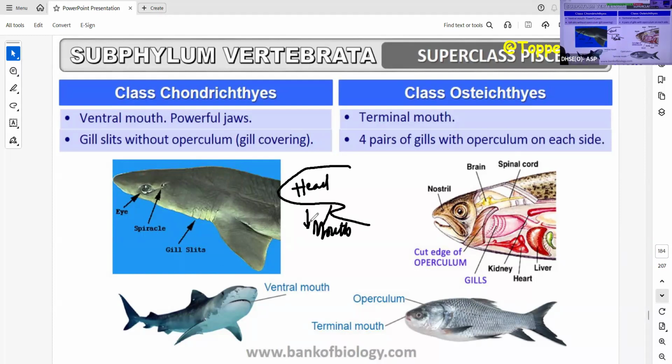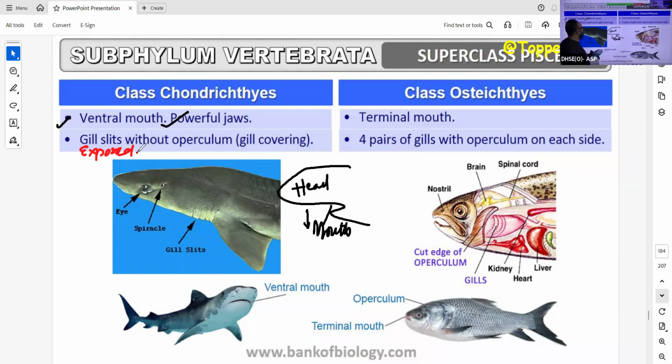ठीक है, इसमें in case of Chondrichthyes and Elasmobranchs, तो ventral mouth है, powerful jaws हैं, gill slits without operculum होते हैं. That means the gill slits are exposed, because they don't have a covering around the operculum, hence they have the gills exposed to the outside.